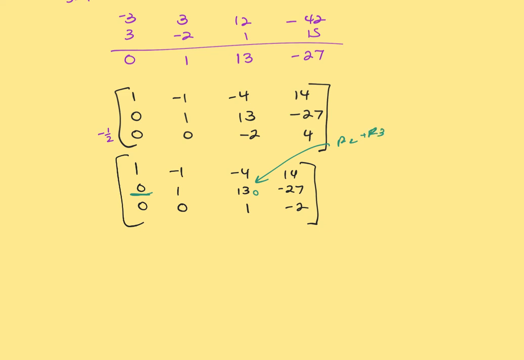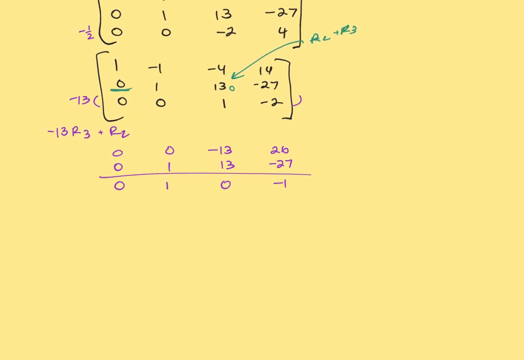So remember, like yesterday, when we get those zeros, there's a certain order you want to use. It's the same here. To get row 2, column 3's 0, you have to use row 2 and row 3. So I would multiply row 3 by what? Negative 13, row 3 plus row 2. And you get 0, 1, 0, negative 1. That takes the place of row 2.